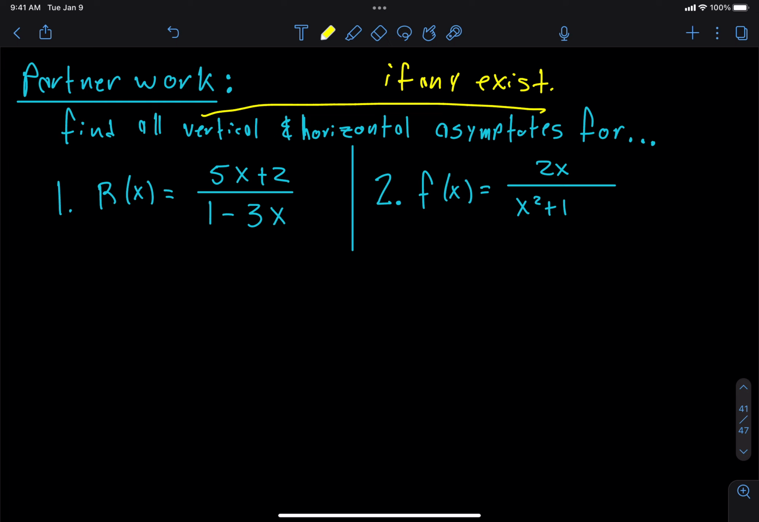Do you know how to start with the horizontal asymptotes? Alright, we'll go help those students. Does anyone need a little help?